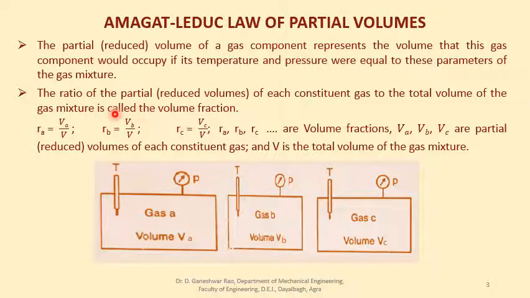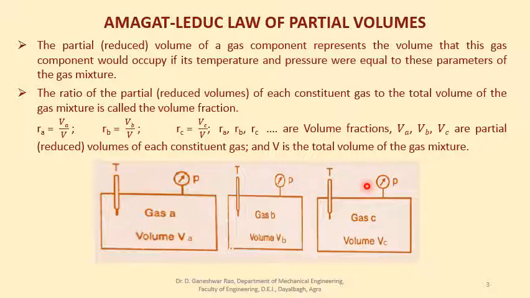Right? Now, the ratio of the partial or reduced volume of each constituent gas to the total volume of gas mixture is called volume fraction. If the total volume occupied by the gas mixture maintaining temperature T and pressure P is V, then Va upon V will be the volume fraction of gas A, and it will be represented by Ra. Similarly, for gas B, Rb is equal to Vb upon V, Rc is equal to Vc upon V, and so on. Ra, Rb, Rc are volume fractions of each constituent gas.